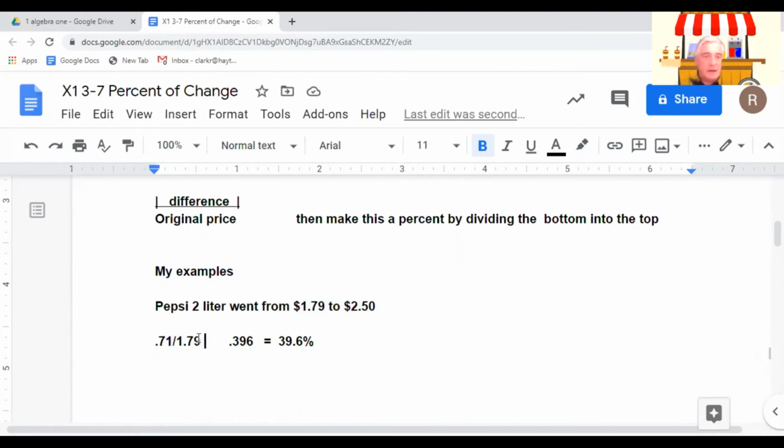We divide that by the original cost of the Pepsi, which is $1.79. That comes out 0.396. But we don't want that. We want a percent. So we're going to move the decimal place 2 places to the right. And our answer is going to be 39.6%. That Pepsi went up 39.6%.